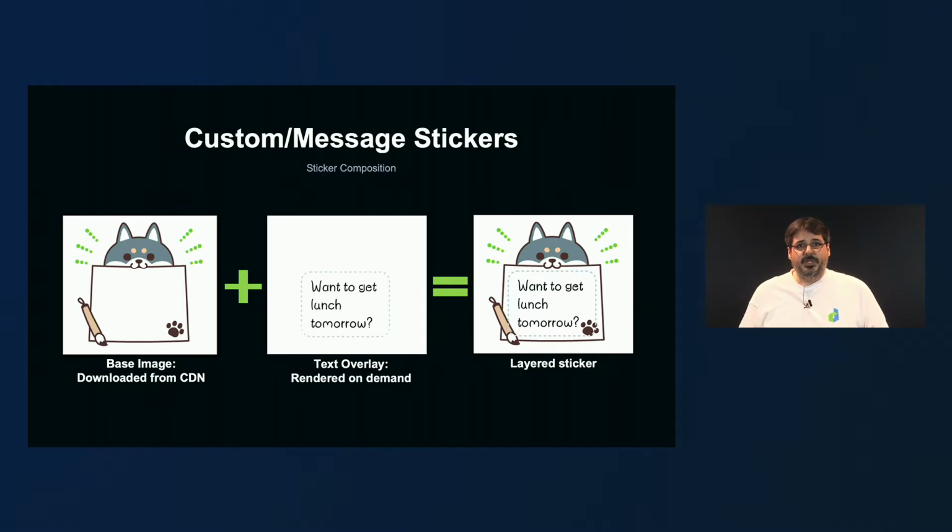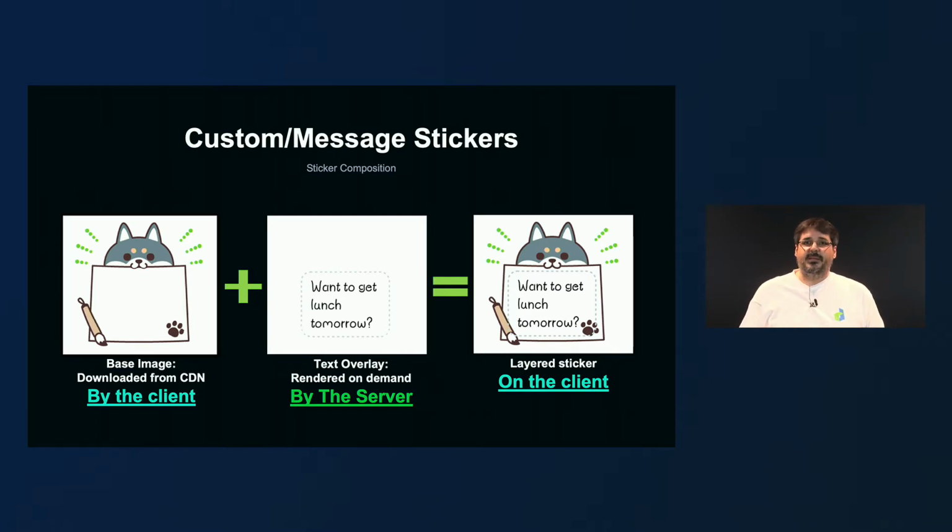So the static image that is served by a CDN can be downloaded directly by the client and cached on the device, either at the time of purchase, for example, or when receiving the sticker for the first time. The text overlay, though, will be generated on demand by the server, so that we have the advantages of server-side rendering that we showed before, and then only the overlay is transferred to the client for the final composition of the layer. Now, for that second step, the client needs to send the text content to the server.